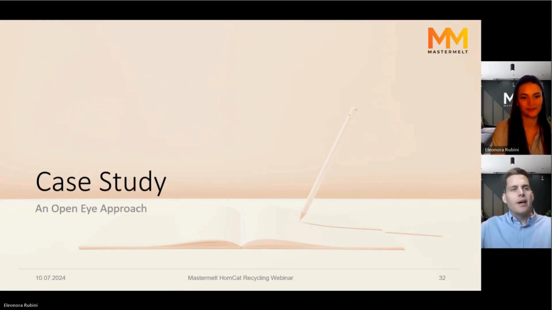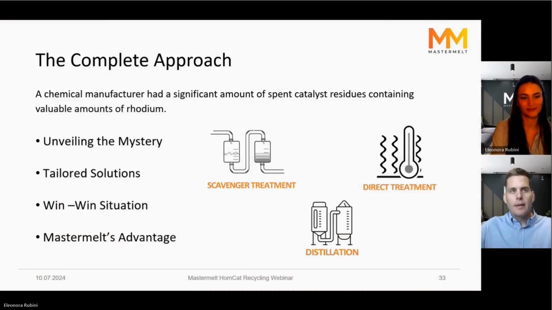So here we have an example of a real world customer who we needed to take the complete approach to recovering precious metal for them. It's a chemical manufacturer who had significant amounts of spent catalyst residues, which contained valuable amounts of rhodium. We identified really early on that the traditional methods of refining just weren't going to be the answer.